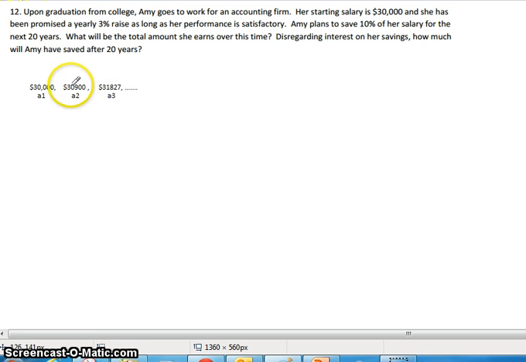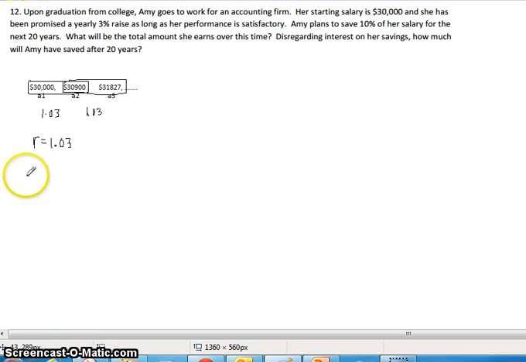So I want to be able to tell if this is arithmetic or geometric. The way we do that is we take any two terms right next to each other and divide the one on the right by the one on the left. As I type it in my calculator, I get 1.03. To double check that it's a common ratio, let's choose the first two and divide these. If I take 30,900 divided by 30,000, I'm also going to get 1.03. So that tells me my common ratio is 1.03, and this is a geometric sequence.